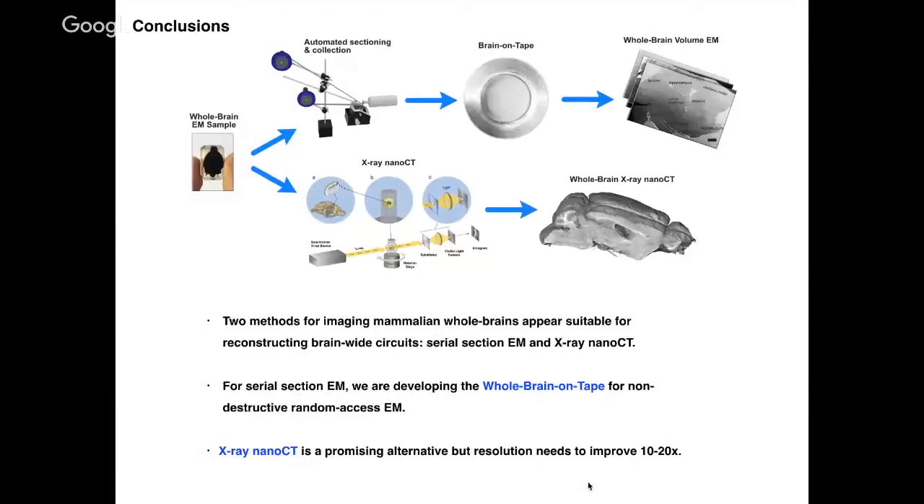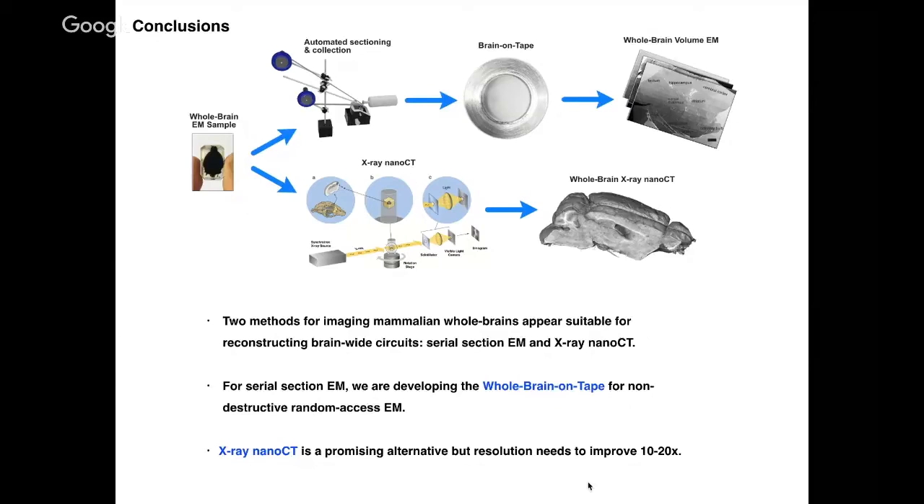So I would like to conclude by saying that there are two methods that I presented that appear suitable for reconstructing brain-wide circuits: serial section EM and X-ray Nano-CT. For the serial section EM, we've been developing the whole brain on tape for non-destructive random access EM, and X-ray Nano-CT is a promising alternative, but resolution needs to improve by 10 to 20x before synapse level circuit reconstructions are possible.